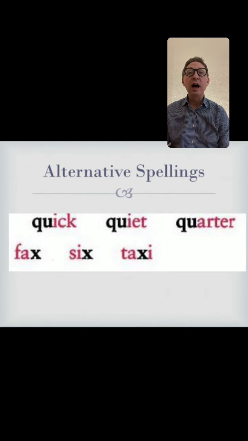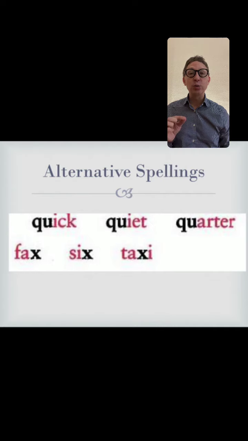These are a little bit unusual, but you should be aware of them. And the first one is the QU. So why don't you say that? QU. Now the QU produces the K sound. So I'll repeat them twice. Quick, quick, quiet, quiet, quarter, quarter.